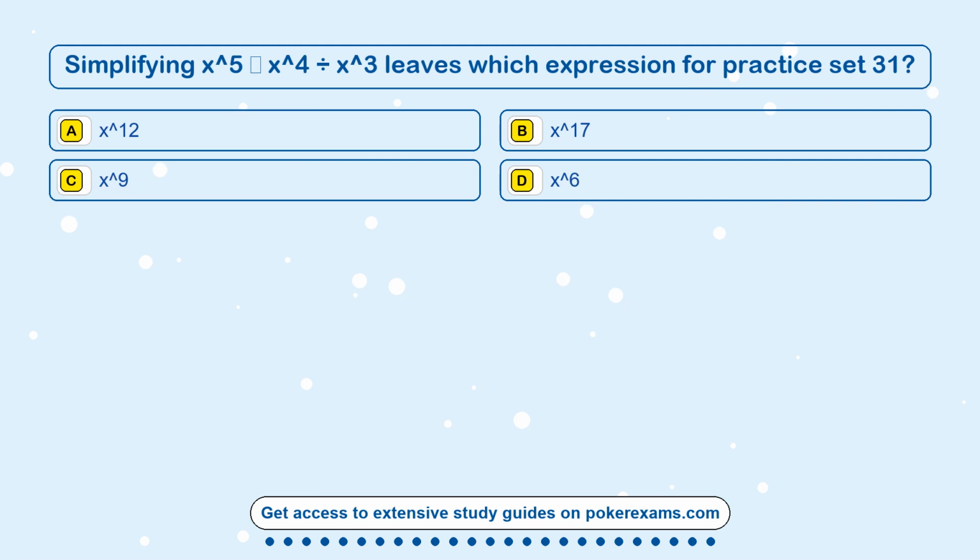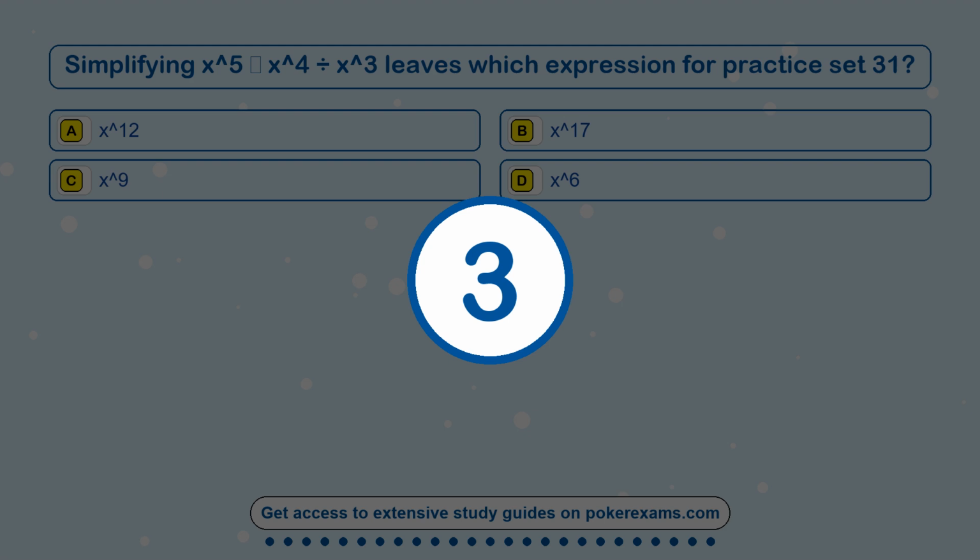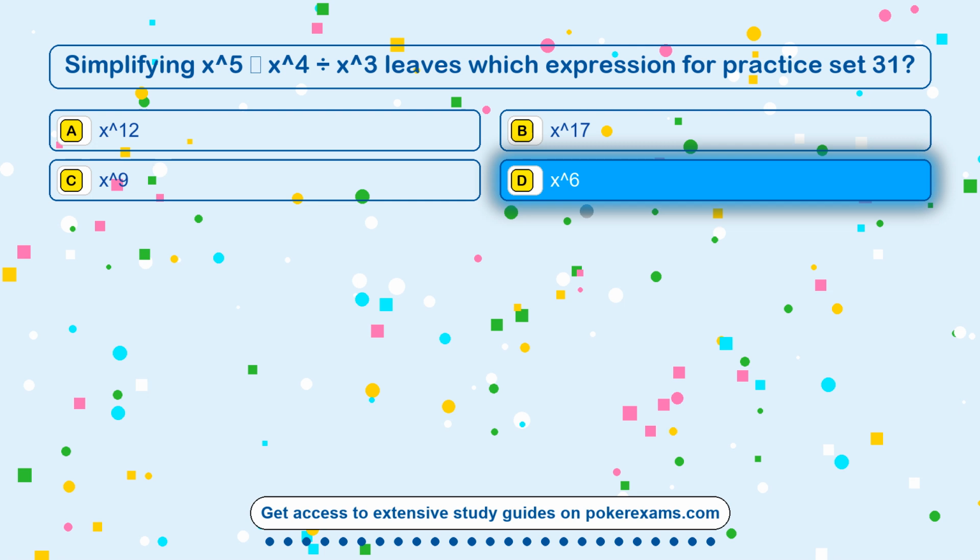Question 6. Simplifying x^5 times x^4 divided by x^3 leaves which expression for practice set 31? Option A, x^12. Option B, x^17. Option C, x^9. Option D, x^6. The correct answer is option D, x^6.